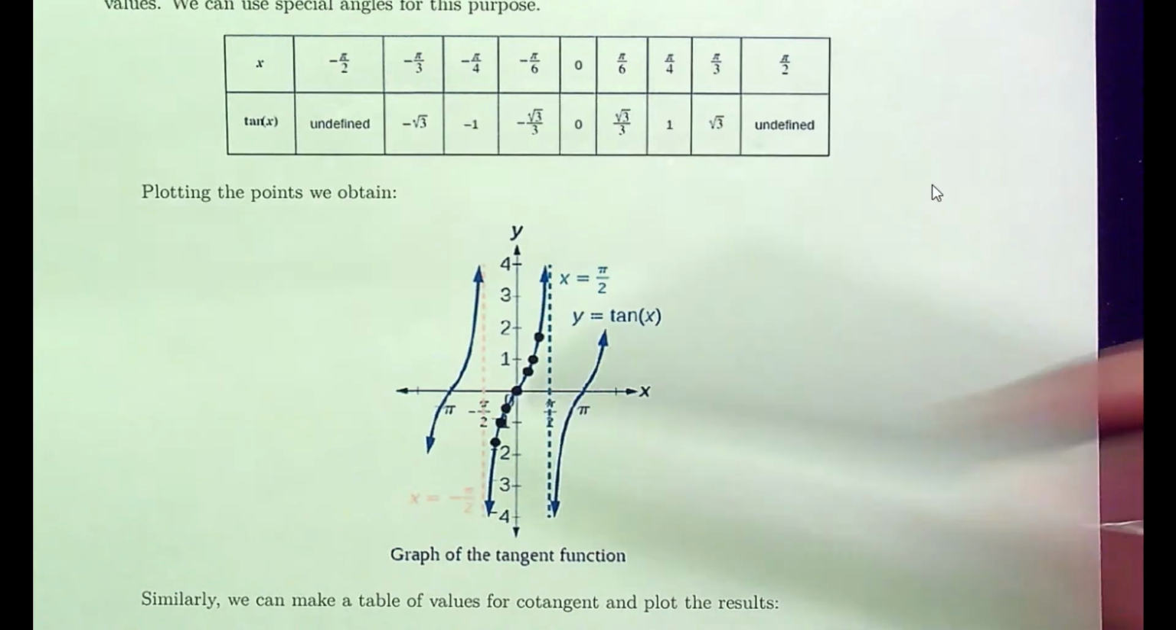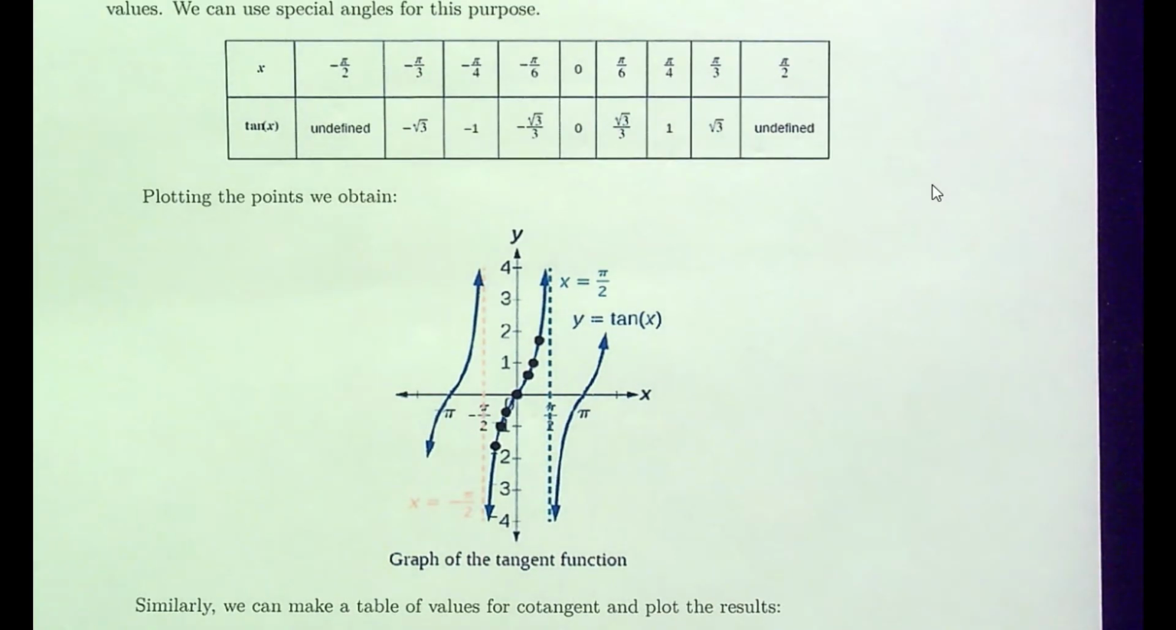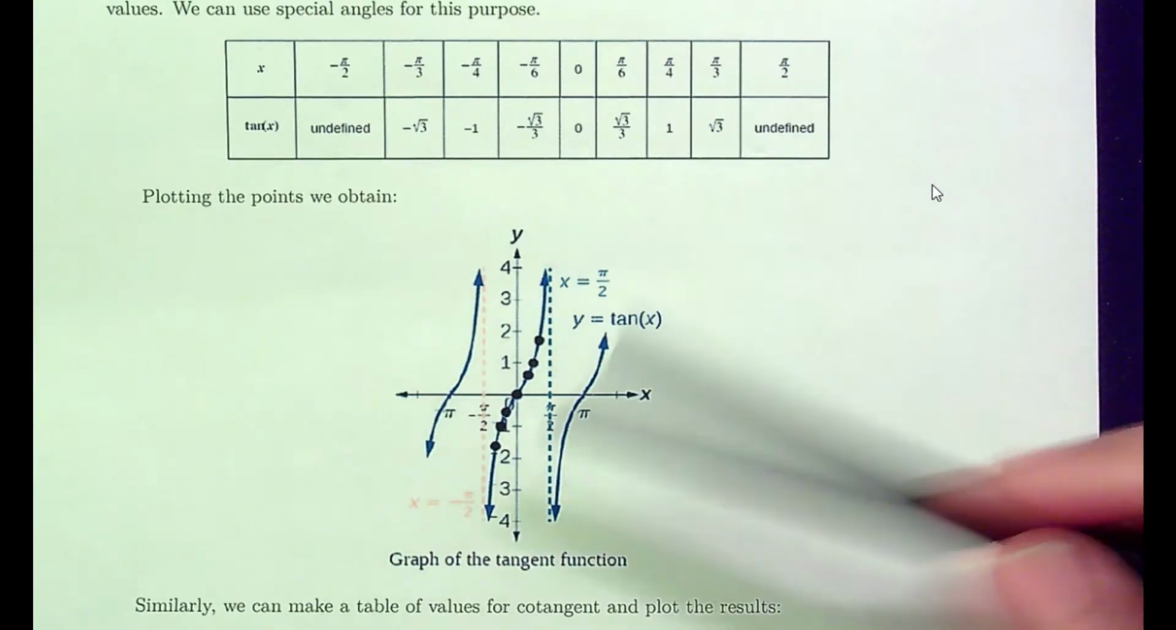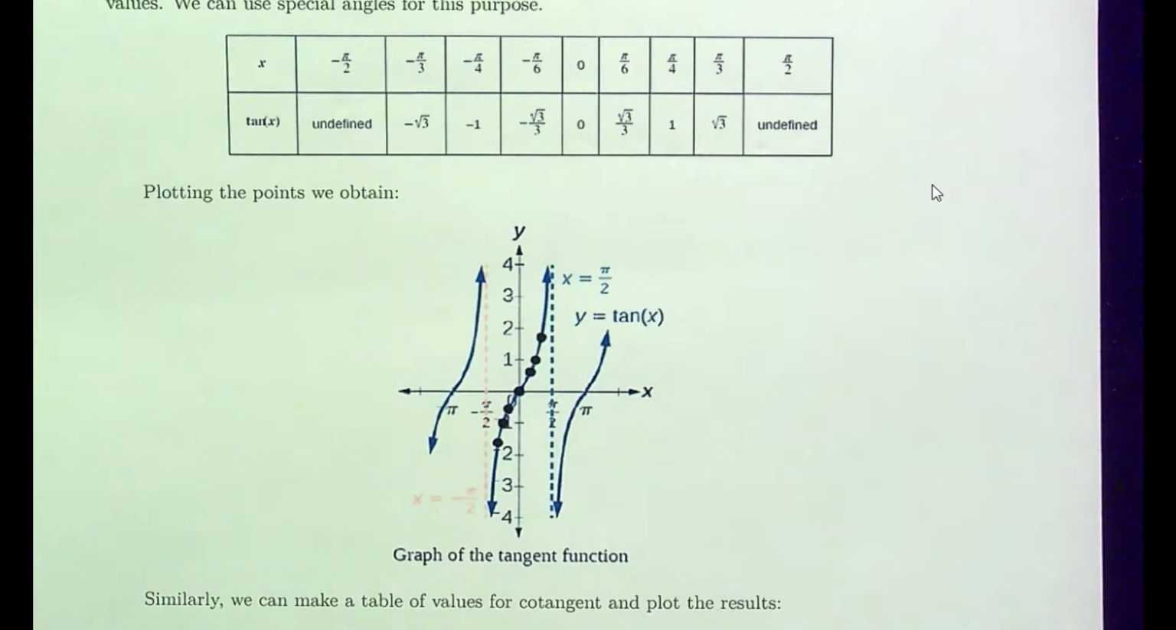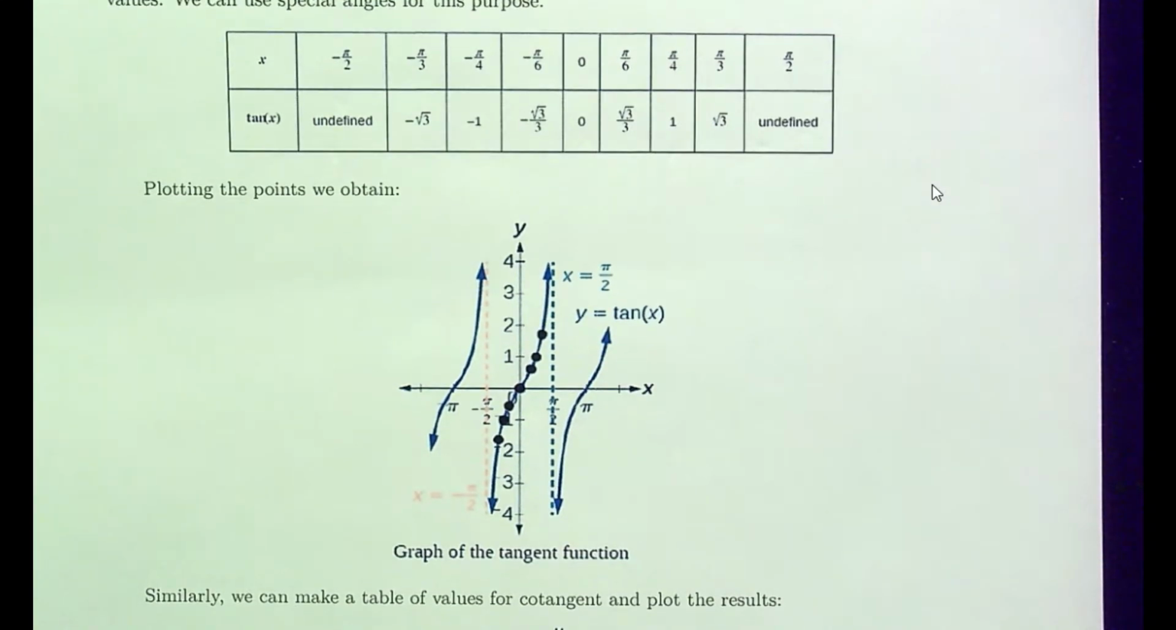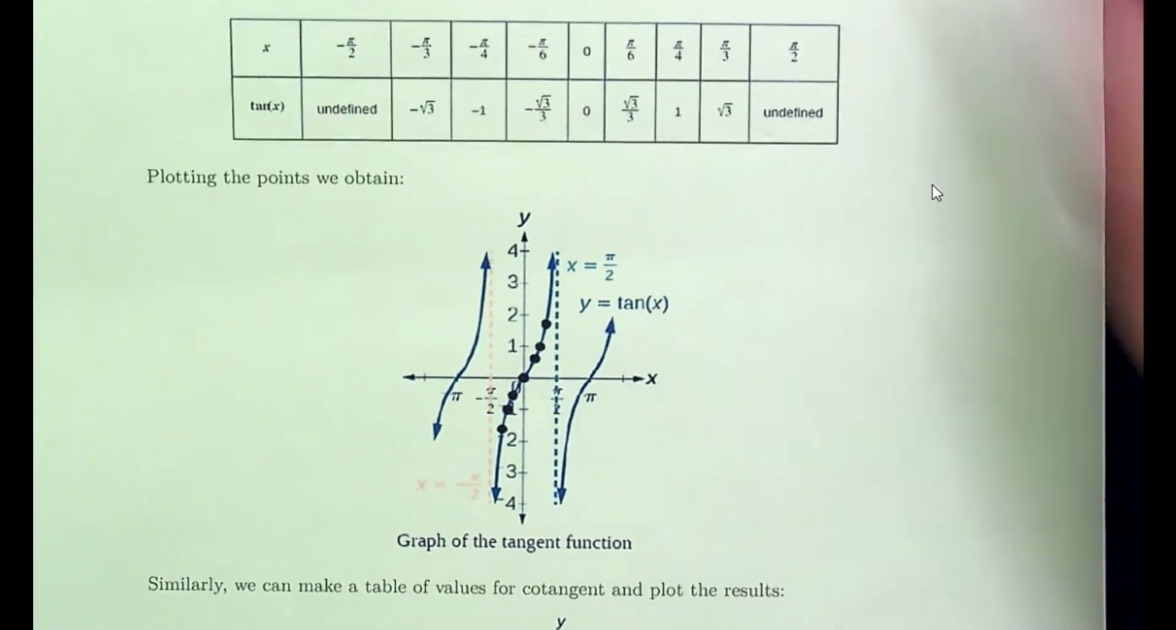And if you remember, we had mentioned before that tangent is an odd function, and that means that it is symmetric about the origin. All right, so that's the basic shape of tangent.